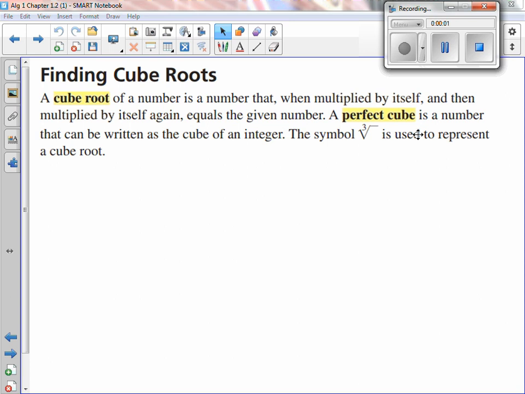Functions. So the cubed root of a number is a number that, when multiplied by itself and then multiplied by itself again, equals a given number. So a perfect cube is a number that can be written as a number multiplied by itself 3 times. That is what a cubed root is. And we use this symbol here. It looks like the square root, but it has the 3 in the little indentation. We call it a cubed root.